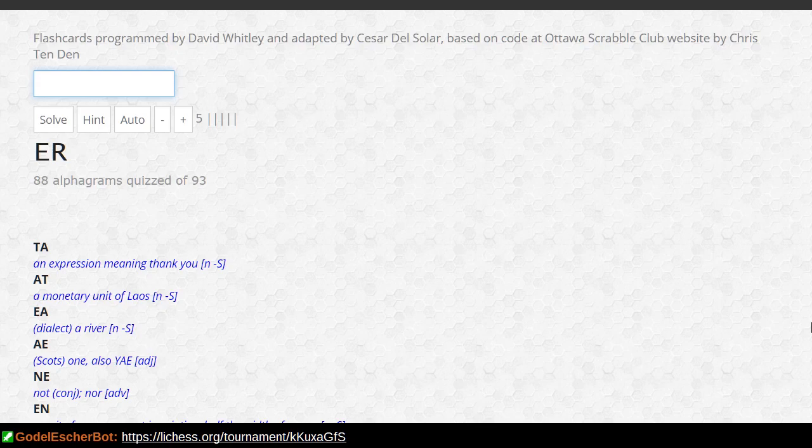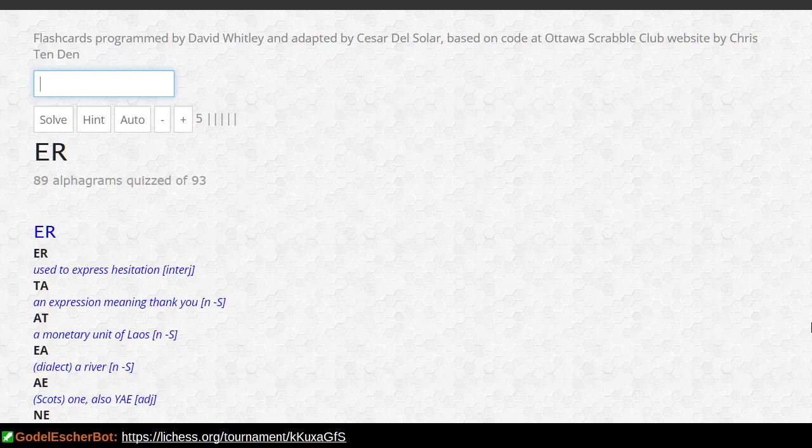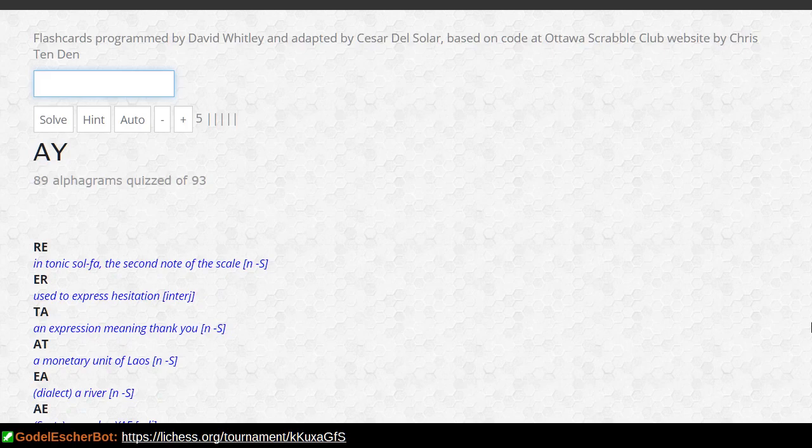Although I thought TA had some other meaning. I was first thinking it was music, but it's not. I was thinking ta-da, but that's not a word. But okay, it means thank you. And then there's this interjection for hesitation, and then there's RE, the solfège. Re, a drop of golden sun.